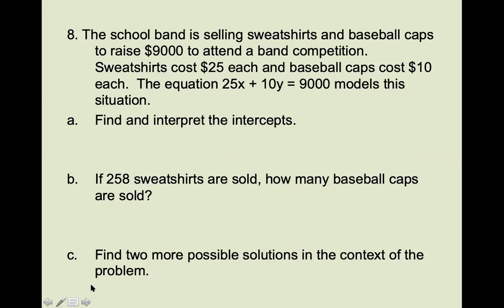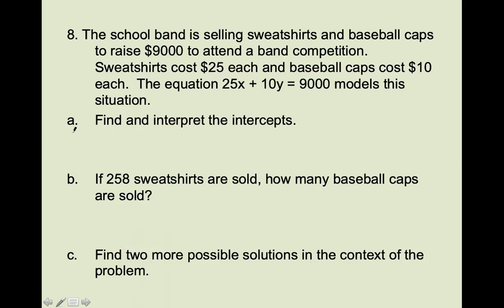This time it says the school band is selling sweatshirts and baseball caps to raise $9,000 to attend a band competition. Sweatshirts cost $25 each and baseball caps cost $10 each. The equation 25x plus 10y equals 9,000 models this situation. So find and interpret the intercepts. So let me grab a pen. It's asking us to find the intercept.